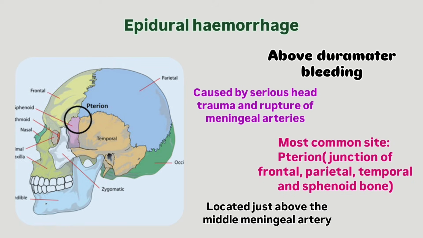Now coming to the epidural hemorrhage, we have already discussed the basic anatomy of the meninges. Epidural hemorrhage is the bleeding between the dura mater and the skull, and it is caused by a serious head trauma and rupture of the meningeal arteries. The most common site of epidural hemorrhage is the pterion. It is the junction of the frontal, parietal, temporal and sphenoid bone, and it is located just above the middle meningeal artery, which is the most commonly involved artery in the epidural hemorrhage.